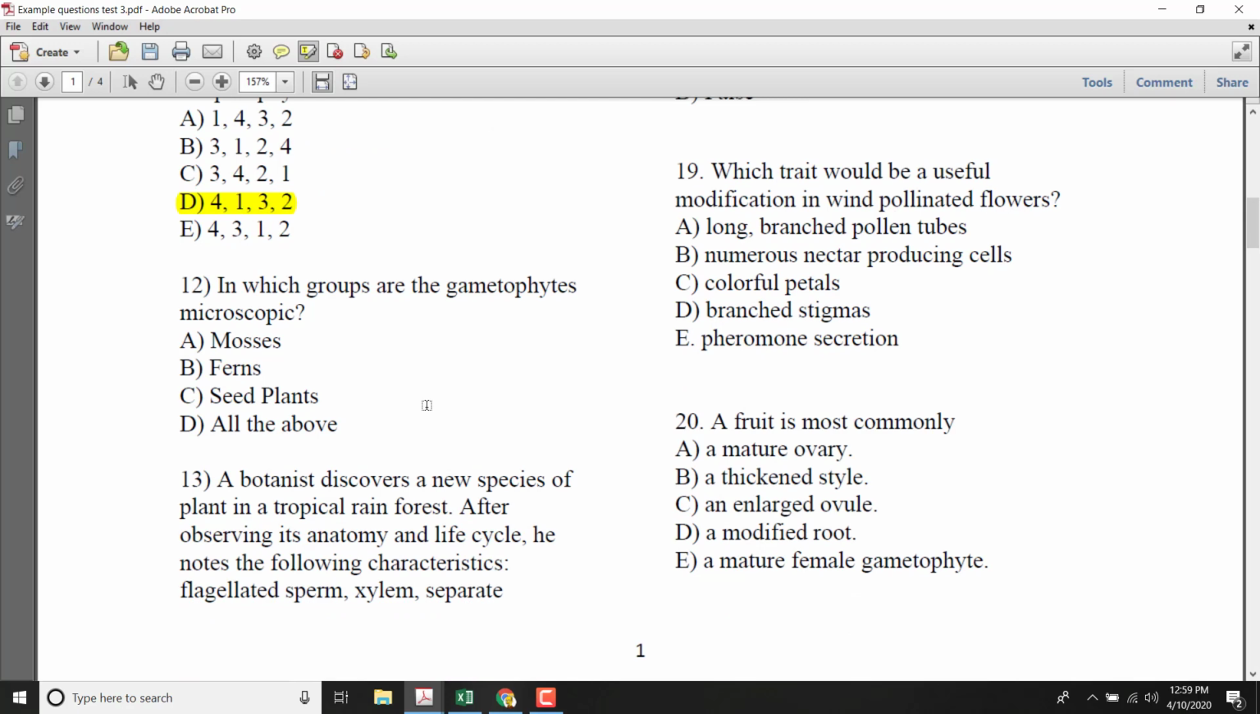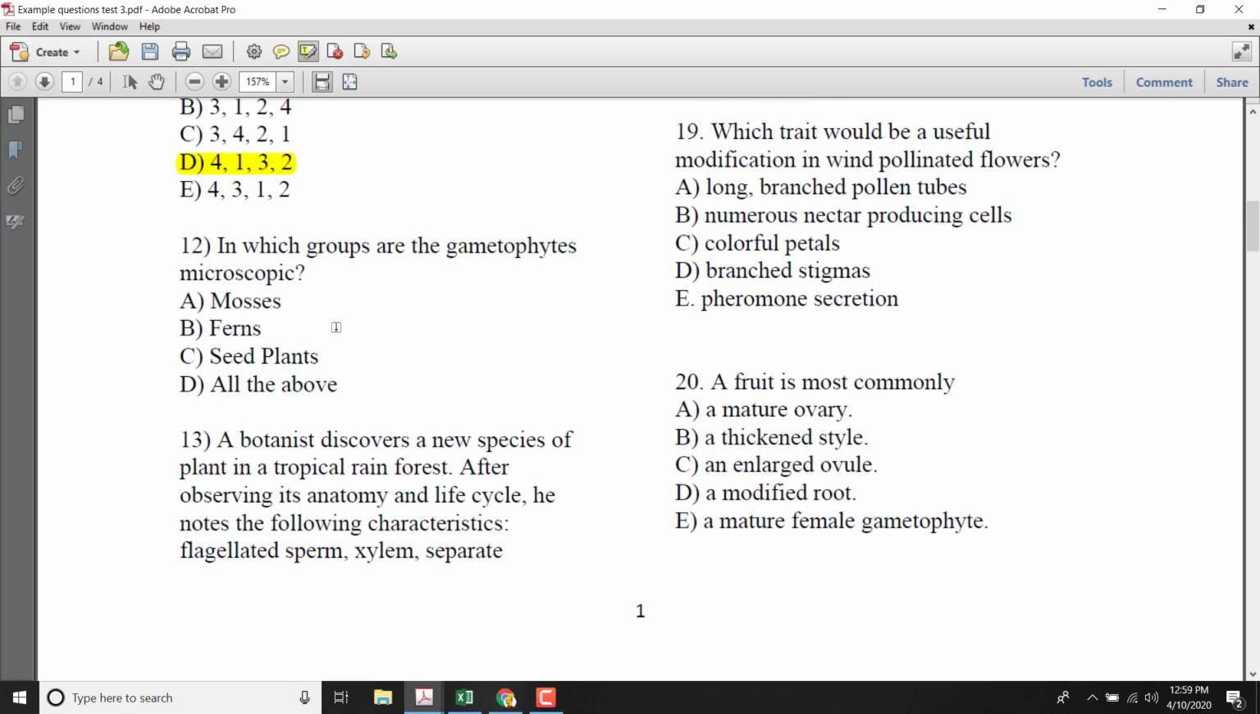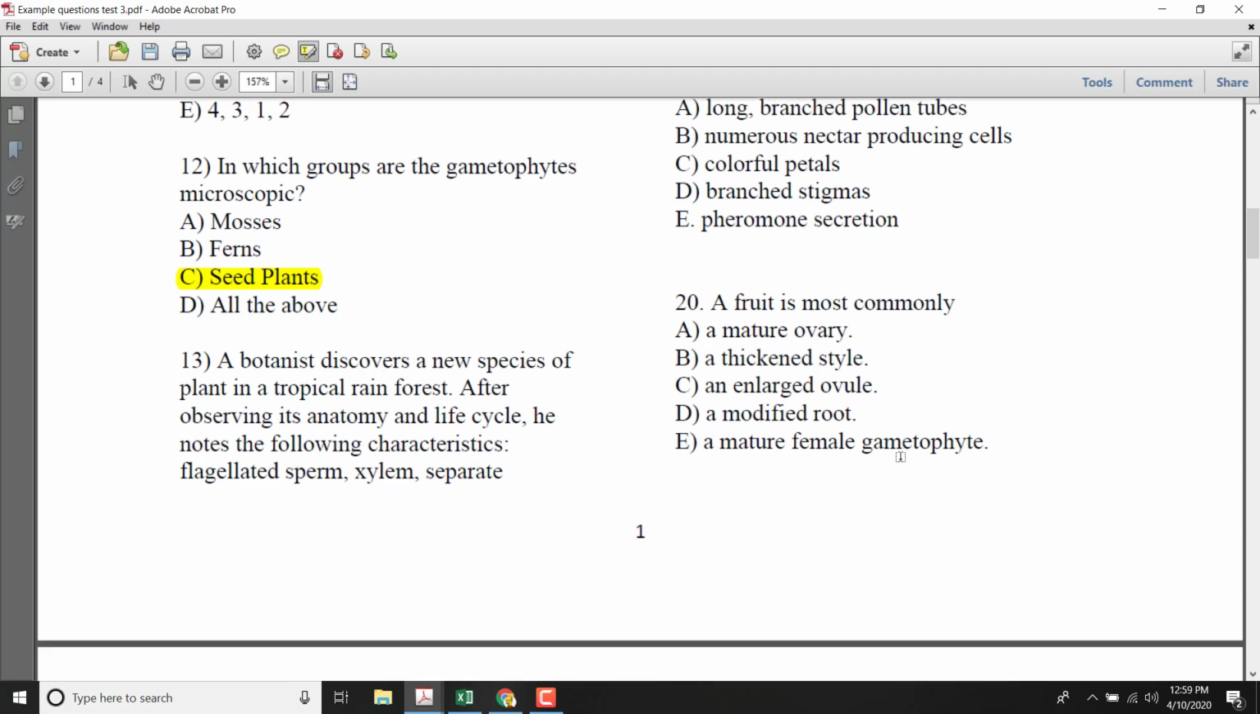In which group are the gametophytes microscopic? Well, that's in seed plants. Seed plants have microscopic gametophytes. So pollen grains, inside of them is a couple cells that make sperm, and inside the seed are gametophytes that make eggs.